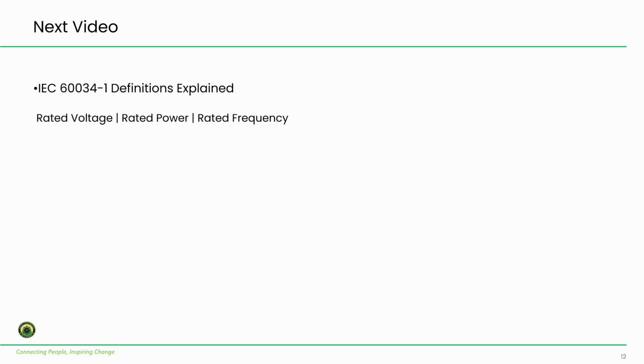In the next video, we will explain important definitions from IEC 60034-1. We will cover rated voltage, rated power and rated frequency. This will help you understand motor nameplate data in a better way.